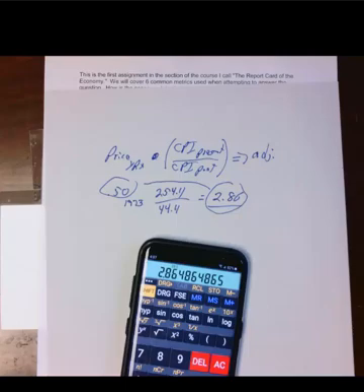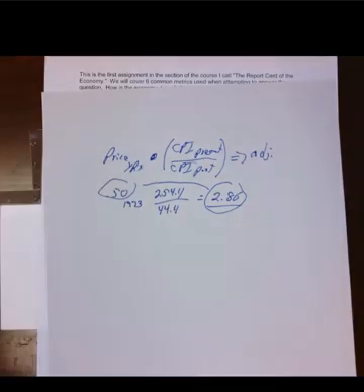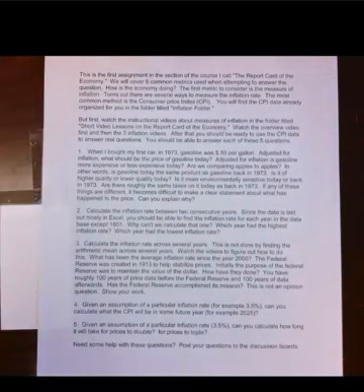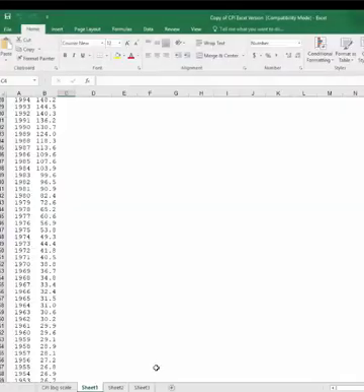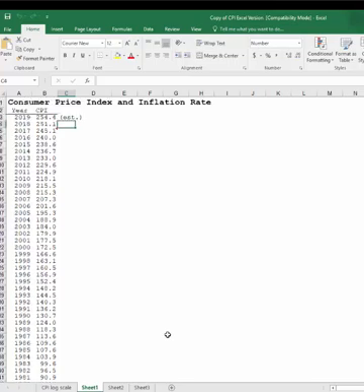Alright, so that's the first kind of problem I asked you to work. The second problem was calculate the inflation rate between any two consecutive years, and we can do that in Excel. If I can get Excel to come back up here. So if you just look at this, you want to calculate the inflation rate between two consecutive years, say between these two years right here. Let's just call this inflation.